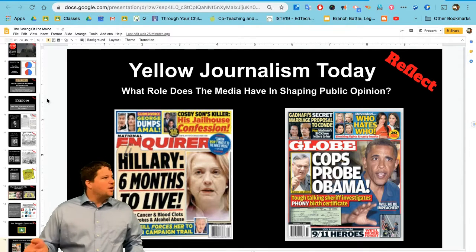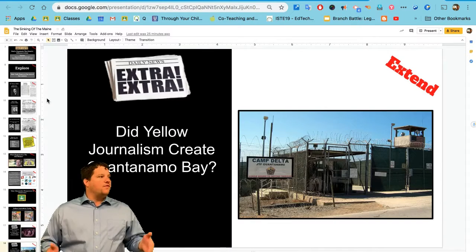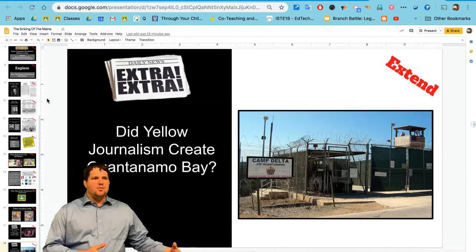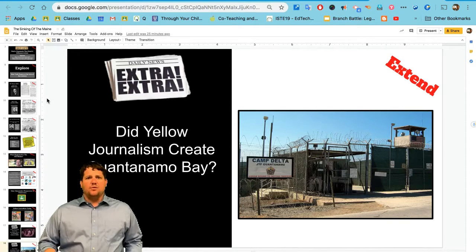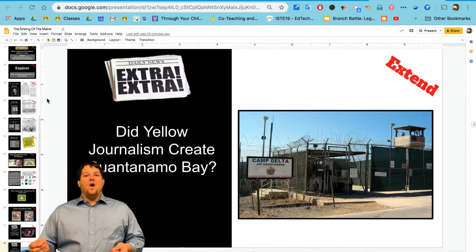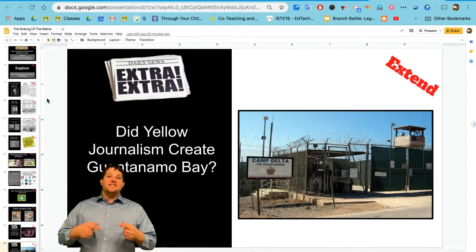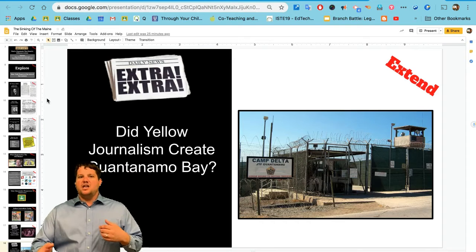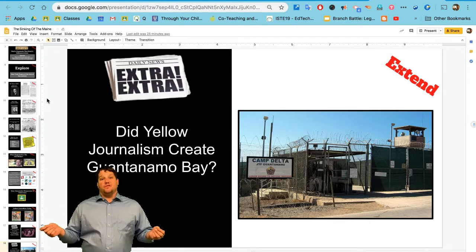The last thing I put on there is, thinking about other current events in Guantanamo Bay. How do we have a prison in Cuba, a country that we don't really have diplomatic relationships with, and why? Well, that all stems back to 1898, the sinking of Maine, and yellow journalism, and giving students an opportunity to kind of continue their exploration and make connections with the past and the present.